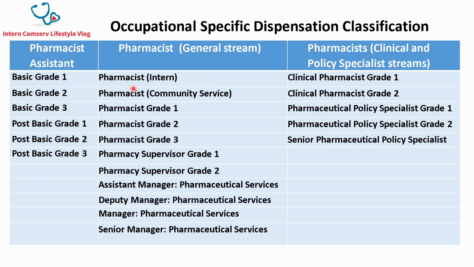A pharmacist under the general stream has to first complete his internship, community service, and then moves on to a pharmacist grade 1, 2, or 3. After 3 years, you will be eligible to become a supervisor grade 1 or an assistant manager, deputy manager, manager, or senior manager, pharmaceutical services. For the clinical pharmacist position, grade 1 and 2, you require masters in clinical pharmacology. For the policy, you do not require any further qualification.